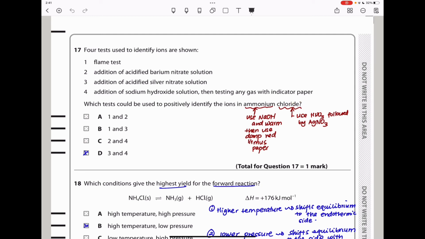Chloride side, we use nitric acid followed by silver nitrate. So when we look, it is acidified silver nitrate. So we can see test 3 and test 4 can be used to identify the ions in ammonium chloride. So our answer here should be D.